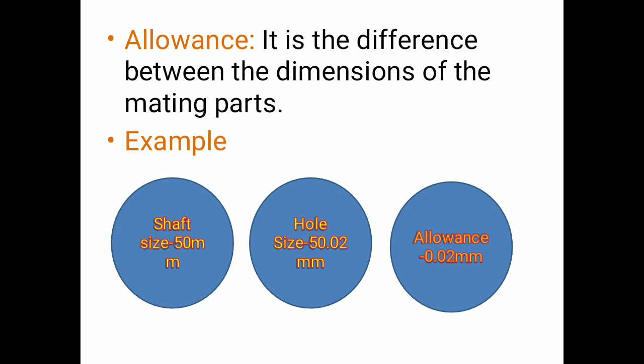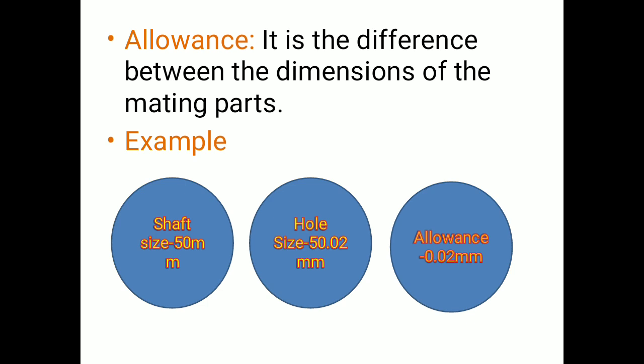Our next terminology is allowance. Now, what is allowance? Allowance is the difference between the dimensions of the mating parts. Means what? Whenever we assemble two parts, whatever the difference is there between their dimensions is called allowance.